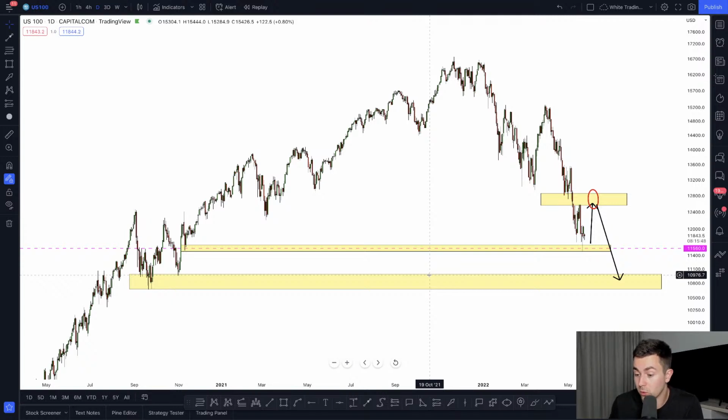Anna says, what about euro dollar? Expecting a big fall like gold. Let's analyze euro dollar together. Let me know, traders, if you have questions about euro dollar.